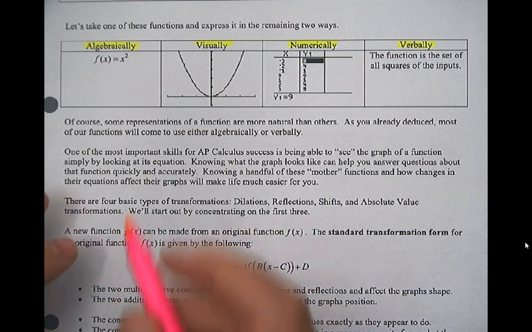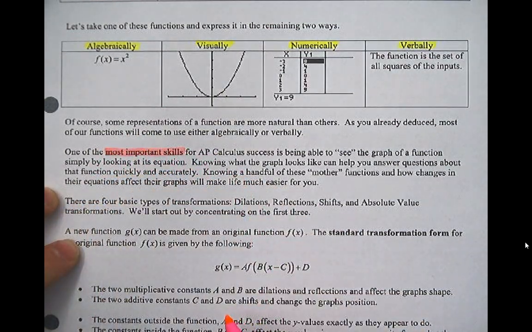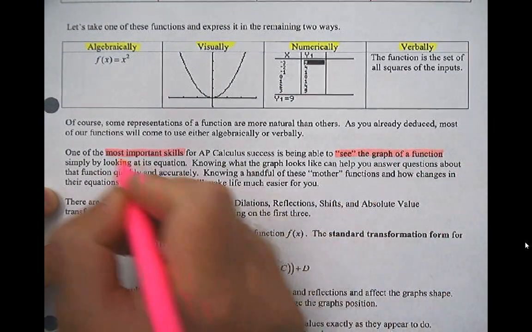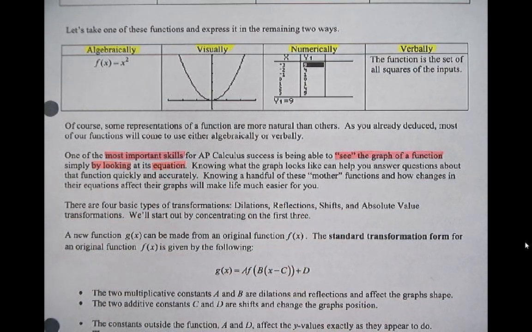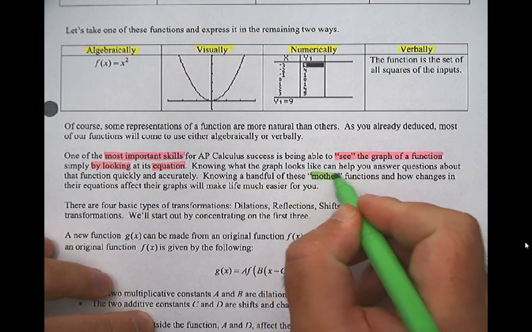So, like I said, one of the most important skills for AP Calc is to be able to see the graph of a function by looking at its equation. So if you see an equation with the absolute value bars, you should know that's pretty much going to make a V.